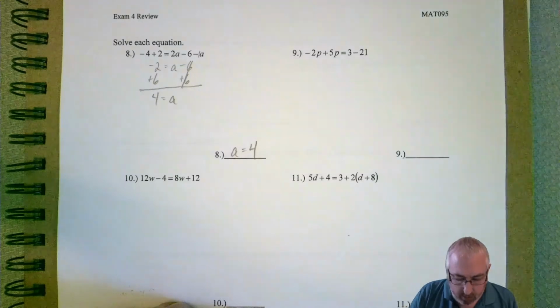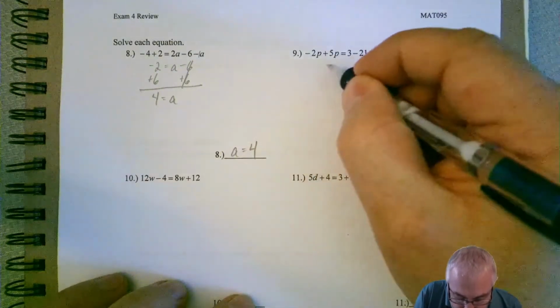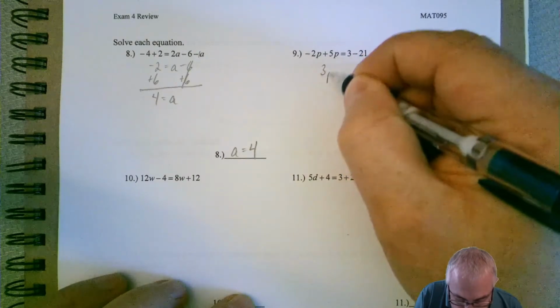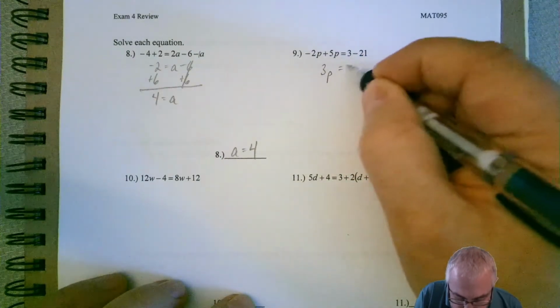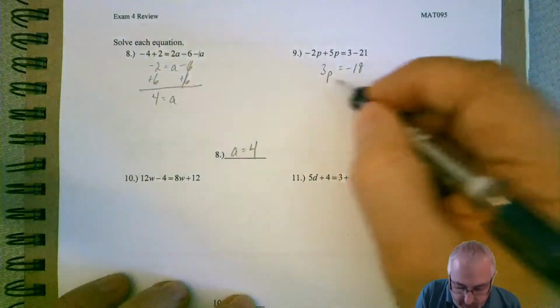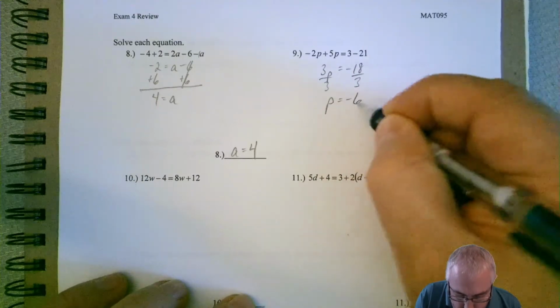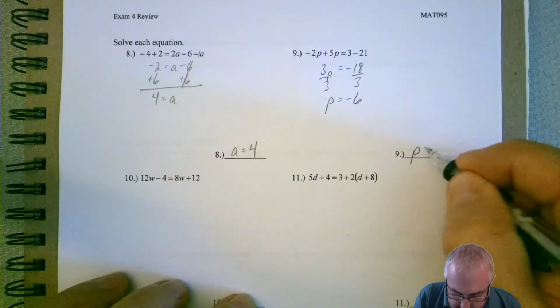And so now we can do the same sort of thing over here. We can do a little combining, so it gives us a 3p. Over here gives us a minus 18. And now we can get rid of the 3 by dividing it. So that gives us a negative 6.